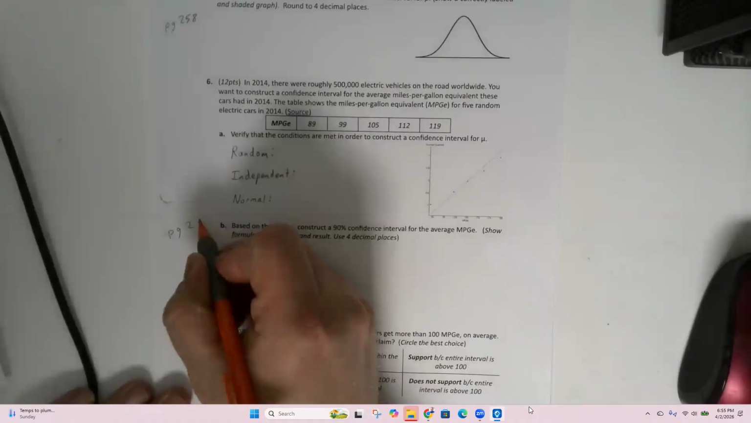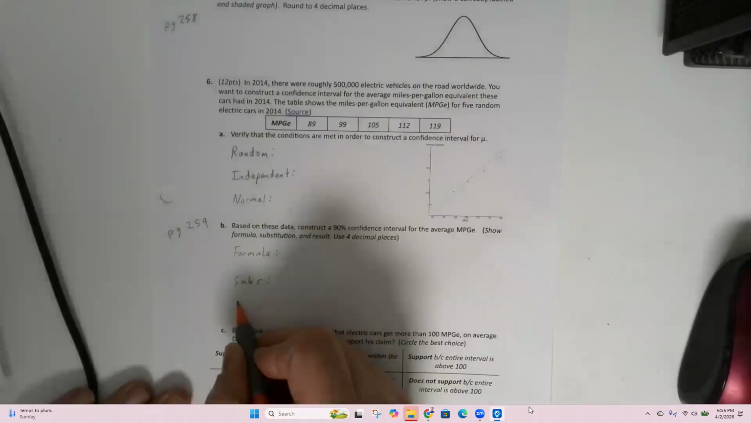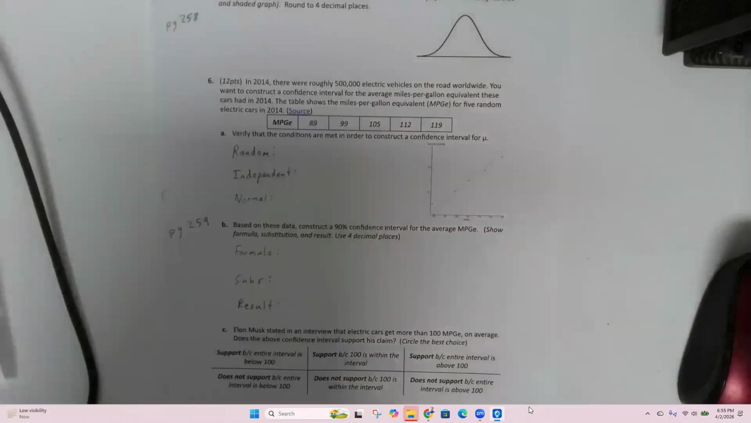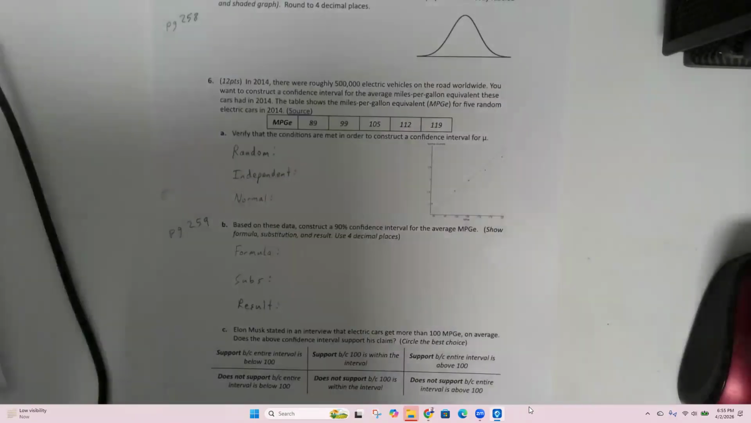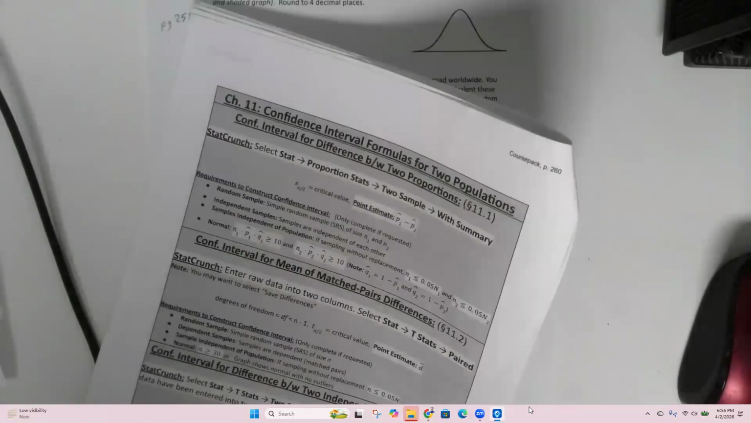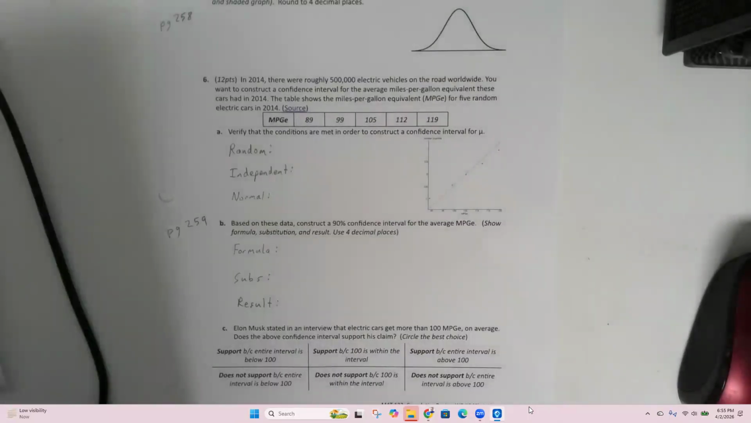Page 259. And our result. So Mike's jumping ahead on me. Page 259 is confidence intervals. Page 260 we haven't gotten to. It is confidence intervals, but it's for when you have two populations.